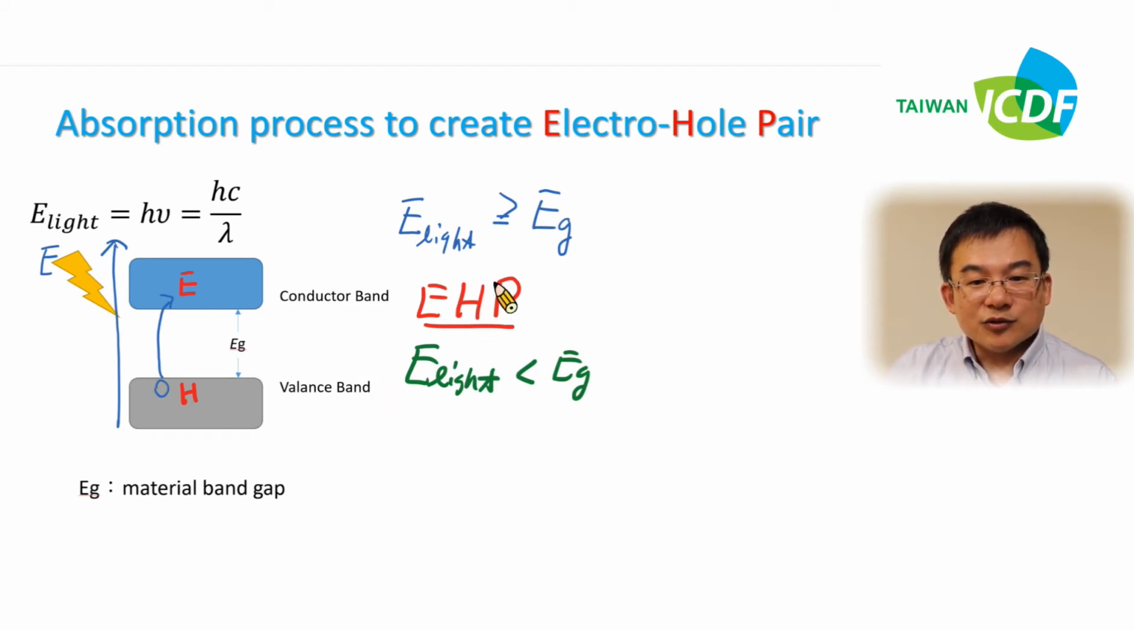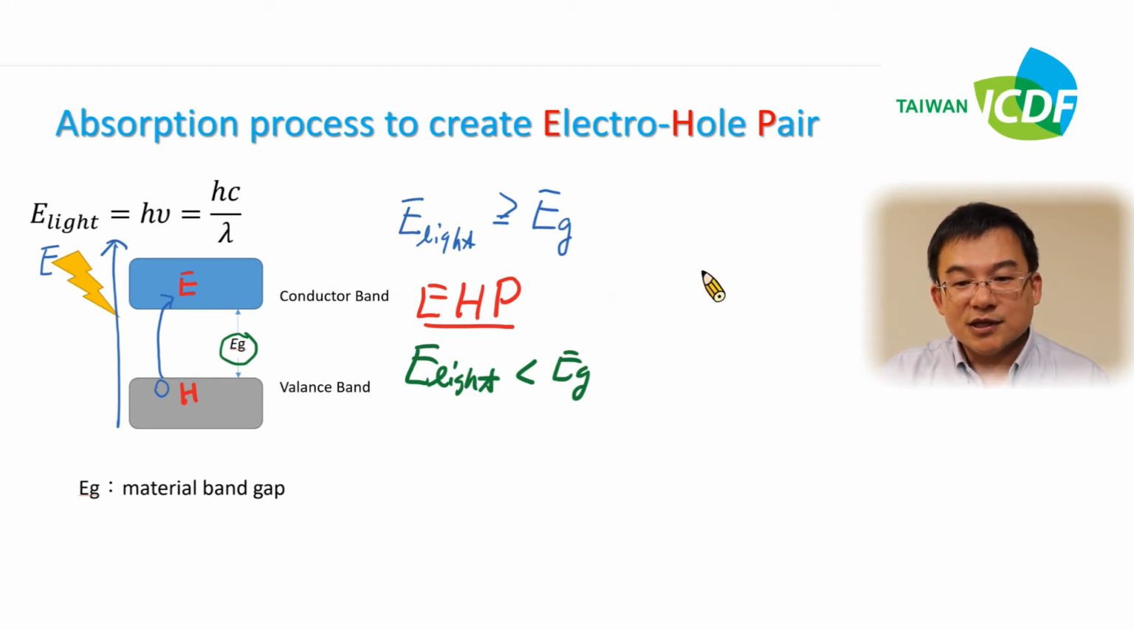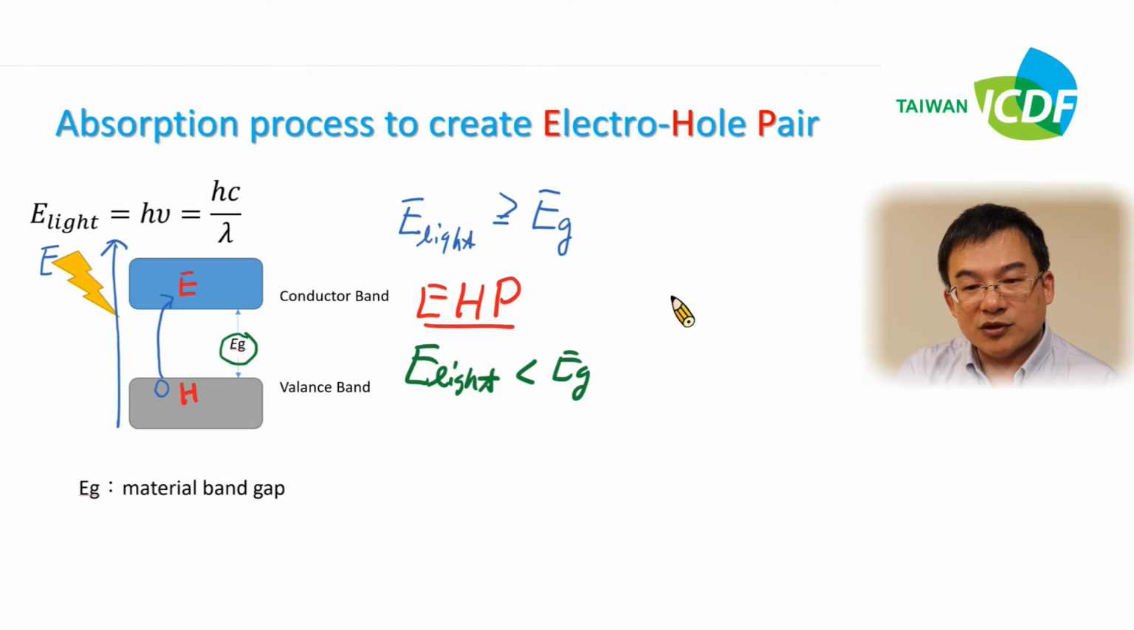So how do we choose a material for the solar cell? We have to choose a suitable band gap. It's easy to capture all the sun energy if we choose a material with a very low band gap. But if you choose a very low band gap, the electron hole pairs will show up only at the surface, not in the whole material. So a very low band gap is not a good way to choose the material for a solar cell.